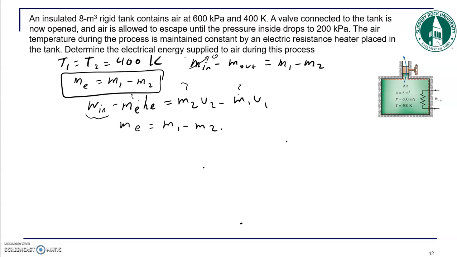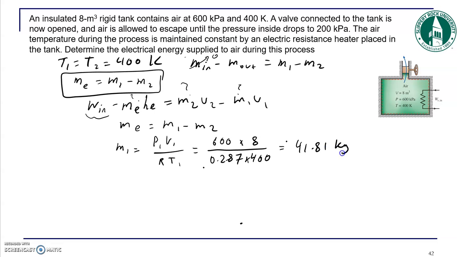So air is an ideal gas. We can use the ideal gas equation of state. m1 is P1 V1 over R T1. Initial pressure is 600 kilopascal, 8 cubic meter. And from table A1, you can find the specific gas constant, that is 0.287, with these units of kilopascal, cubic meter, kilogram, Kelvin. Temperature is 400 Kelvin initially, so it's 41.81 kilogram.